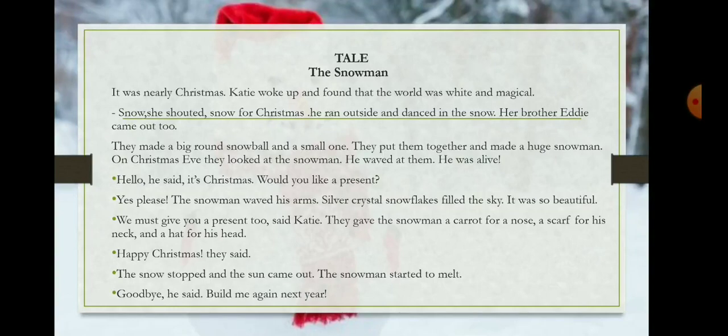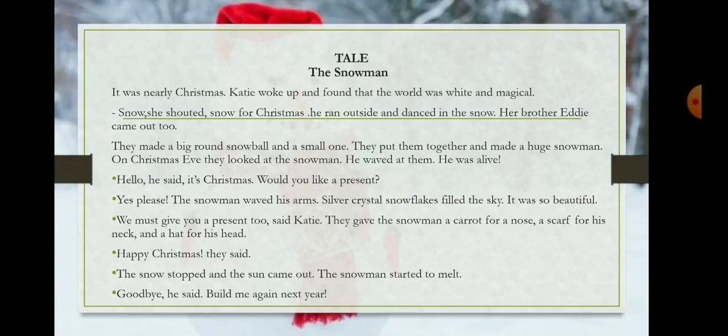It was nearly Christmas. Katie woke up and found that the world was white and magical. Snow, she shouted. Snow for Christmas. He ran outside and danced in the snow. Her brother Eddie came out too. They made a big round snowball and a small one. They put them together and made a huge snowman. On Christmas Eve, they looked at the snowman. He waved at them. He was alive.